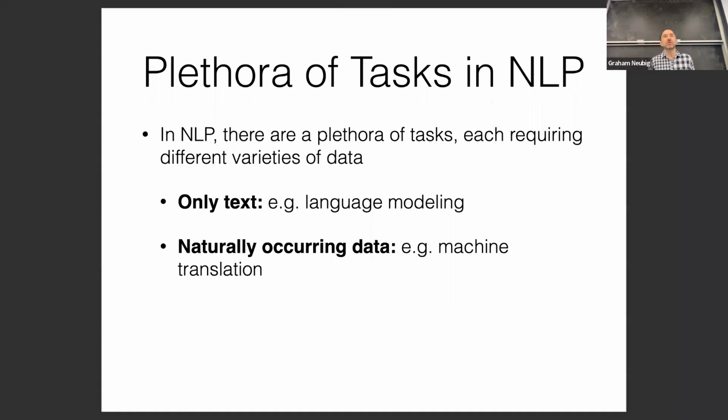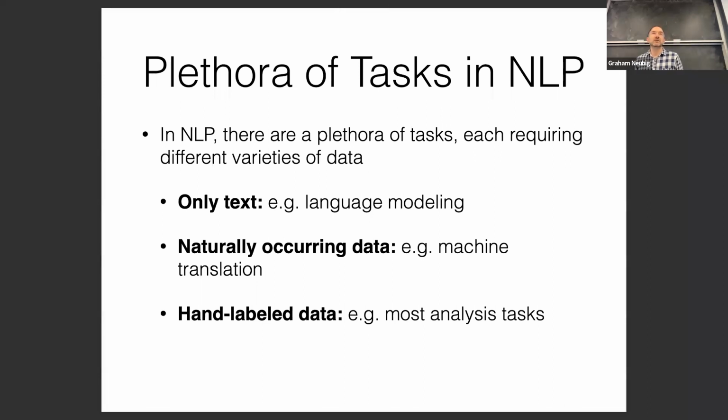There are also tasks that require naturally occurring data. So this is data that we NLP researchers don't need to go out and create, let me put it that way. Machine translation is a very good example of this. There are also many other cases where you can go out and gather data that people are creating and turn it into a format that's useful for machine learning. One example is sentiment analysis. You can crawl a review site and get data there for free, basically, without creating it yourself.